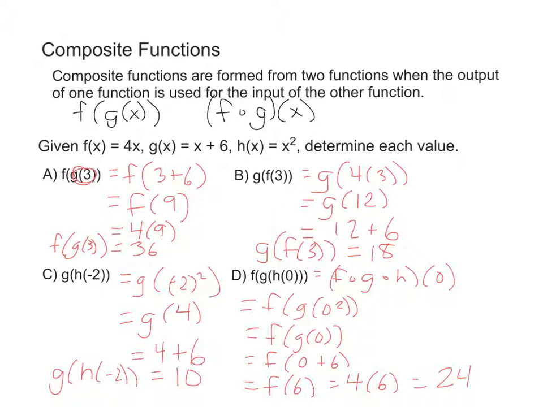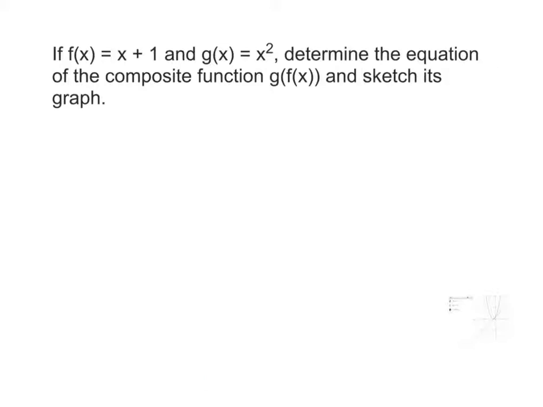Okay? Here's another question with composite functions, but it's a little bit different. This one we're looking at some equations and some graphs. So it says if f of x is equal to x plus 1 and g of x is equal to x squared, determine the equation of the composite function g of f of x and sketch its graph. So now we don't have an output, right?